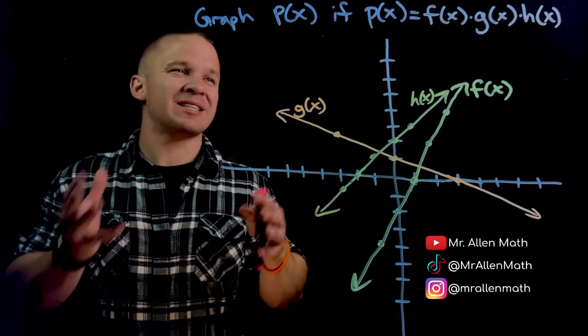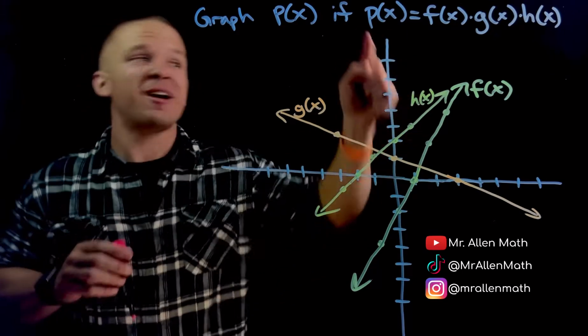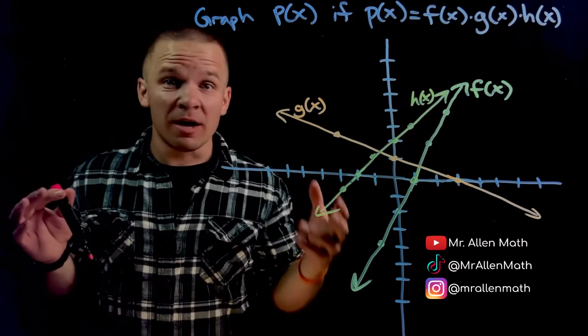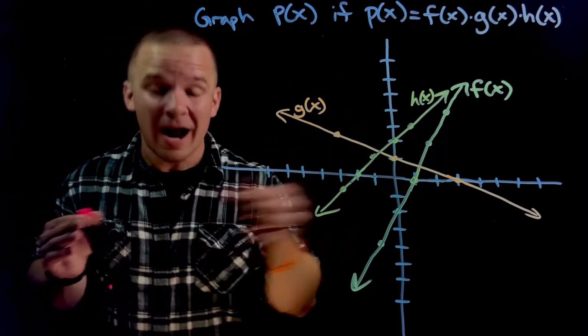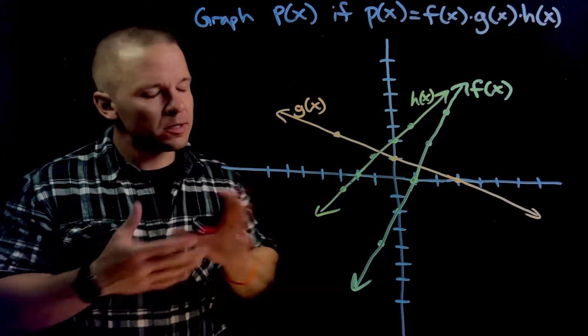We want to graph p of x, if p of x is equal to f of x times g of x times h of x, and we don't have any equations here. We just have three graphs. What? Well, let's think about this for a sec.